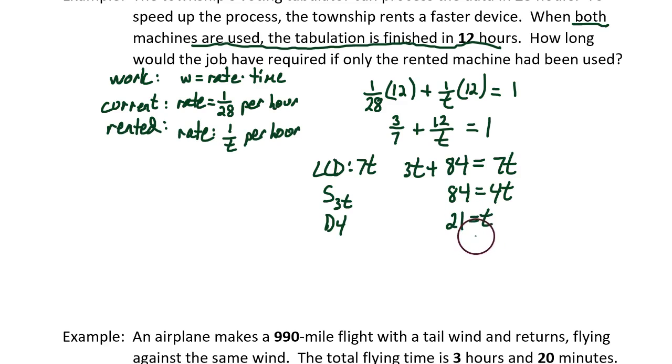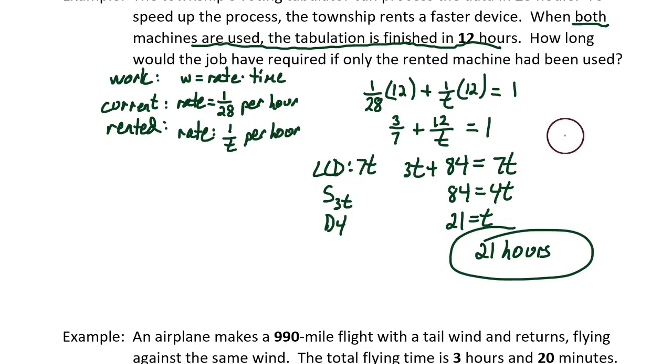Let's check that answer in the context of the problem. What was t representing? It was representing the time that it takes the rented machine to complete the job. So our answer is 21 hours. This equation did have a variable in the denominator, but the restricted value is a 0, which does not come into conflict with our answer of 21 hours.